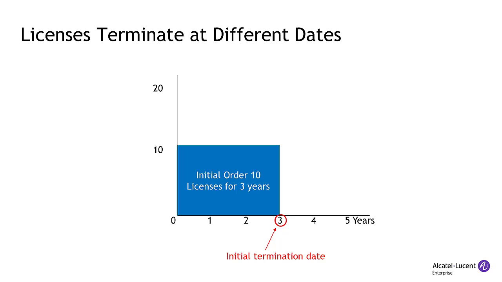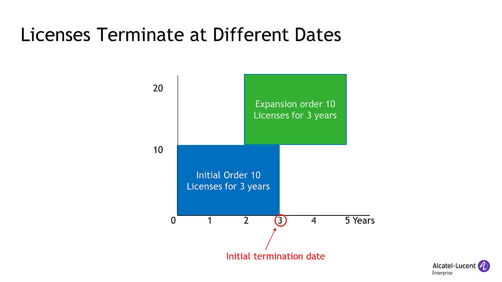In our first example, the OmniVista Cirrus subscription has 10 OmniVista Cirrus licenses ordered with a duration of 3 years. The initial termination date is after 3 years. After 2 years, an expansion of 10 new OmniVista Cirrus licenses with a duration of 3 years is ordered. The initial termination date for the 10 expansion licenses would be at year 5, with the initial licenses terminating at year 3.